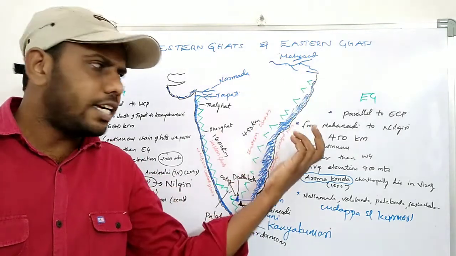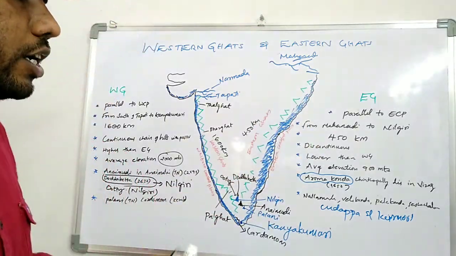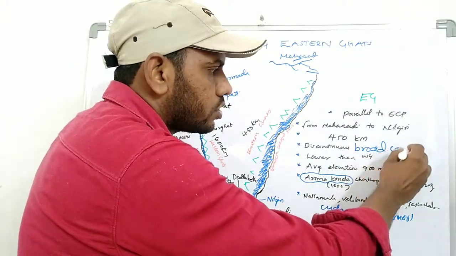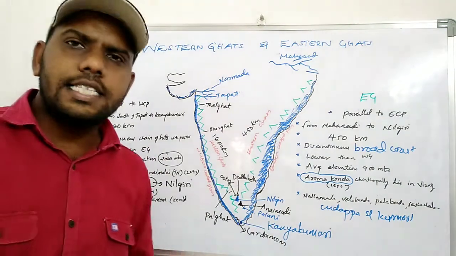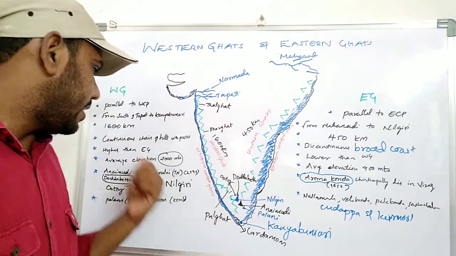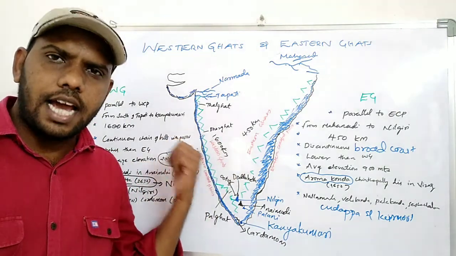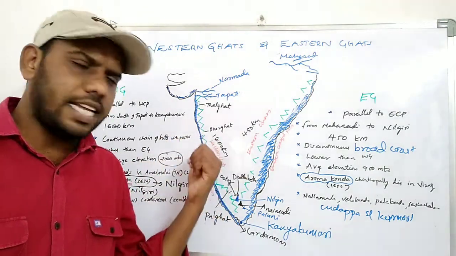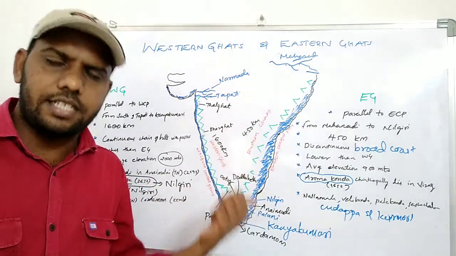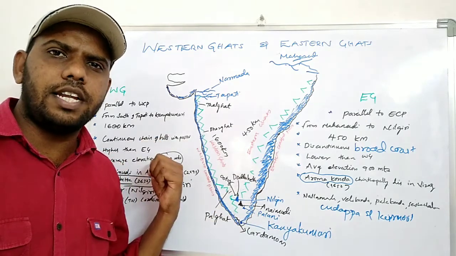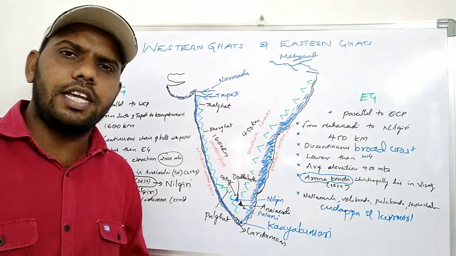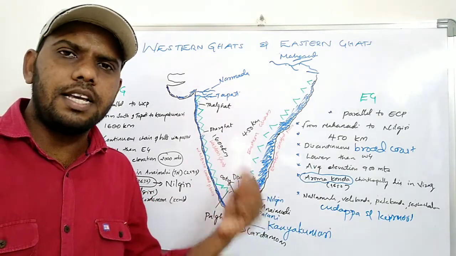Eastern Ghats is a discontinuous chain of hills with a broad coastline. That point you can also mention here. Got it, children? And on average, Western Ghats is higher than the Eastern Ghats. Eastern Ghats is lower than the Western Ghats. Western Ghats' average elevation is above 2000 meters from sea level. Eastern Ghats' average elevation is 900 meters above sea level.